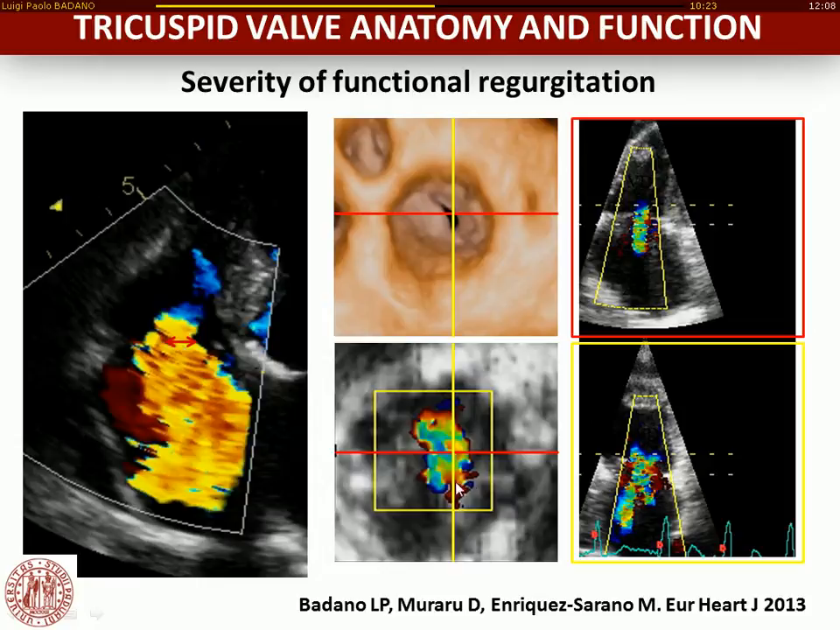But if you cut the same vena contracta in an orthogonal view, the yellow square, you see that the diameter is much larger. This is definitely a severe one. And having the average between the two doesn't improve your assessment.